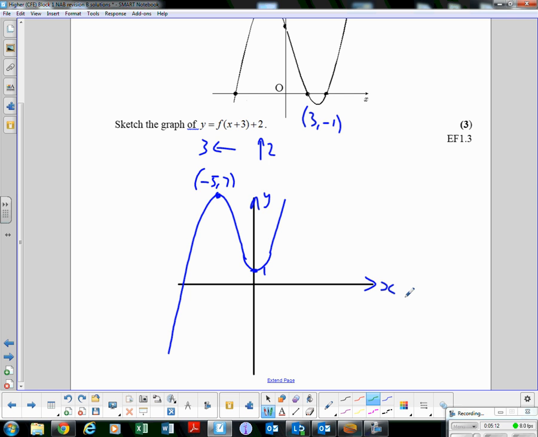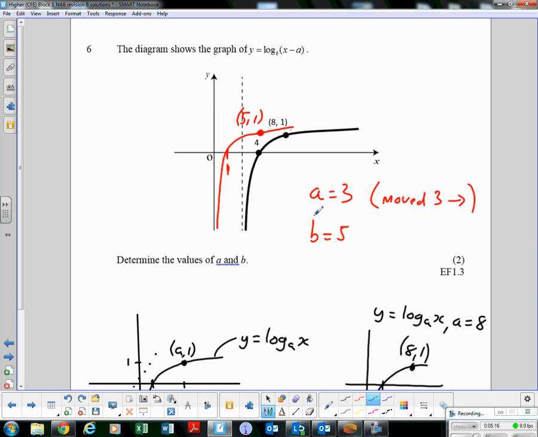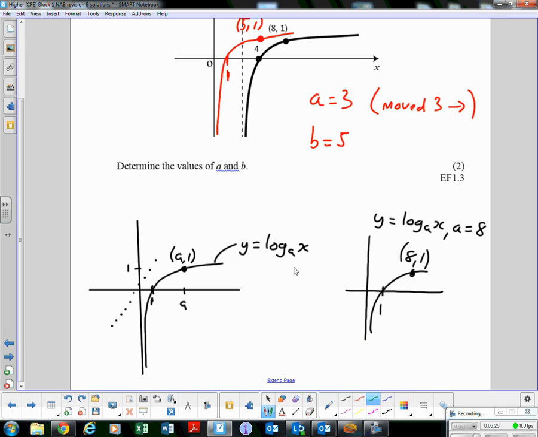Put your X and your Y on as well. Number 6, a tricky question. Before I go into what I've done here, let's have a chat about log graphs.